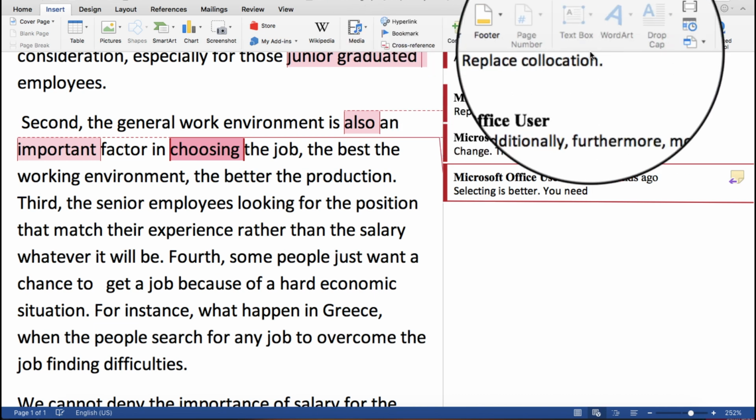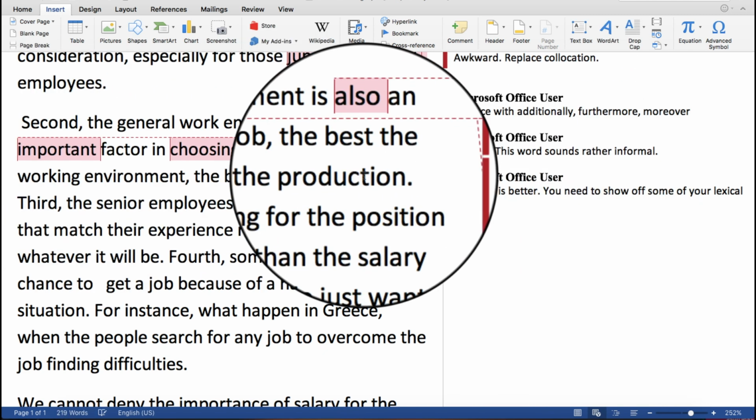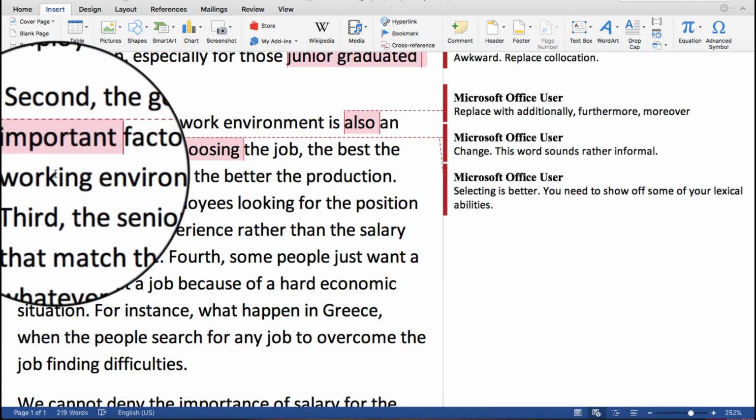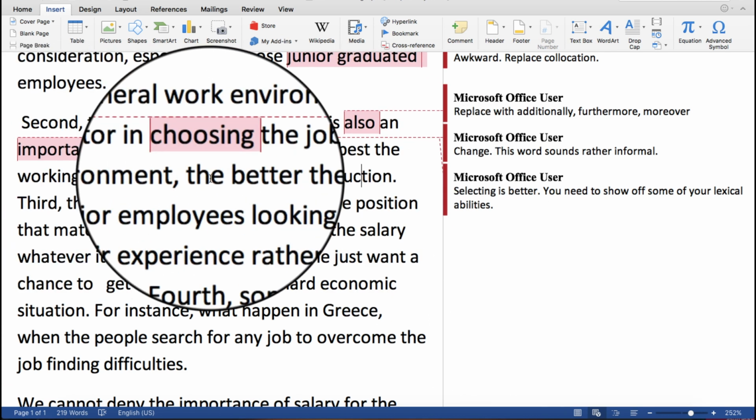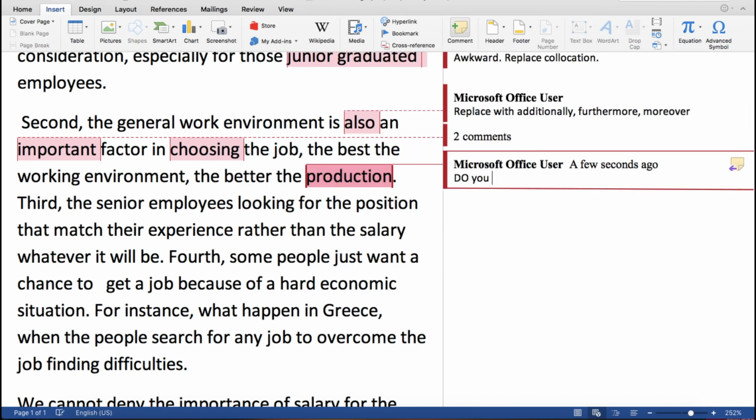For example, here he chose the word choosing, and I said a few seconds ago that selecting is better than choosing because it sounds more academic, and choosing is a very common word. Because we need to show off our academic skills, the word choosing might not be a good choice here. For another example, we have the word production, and I'm trying to connect it with what he talked about before.